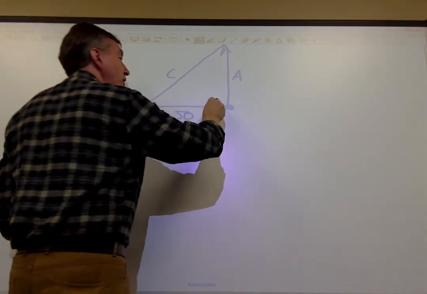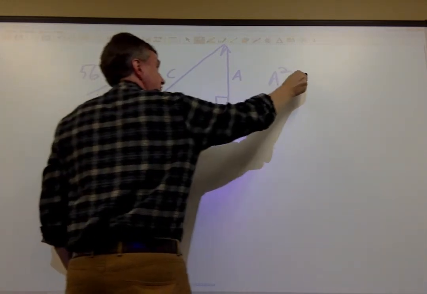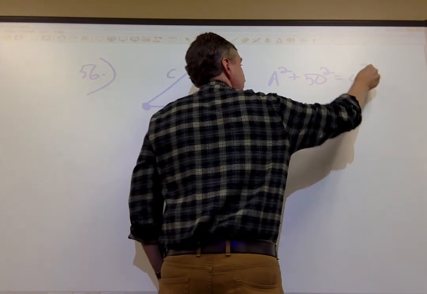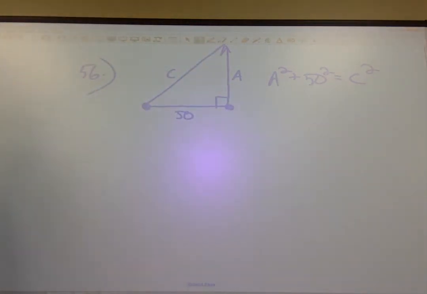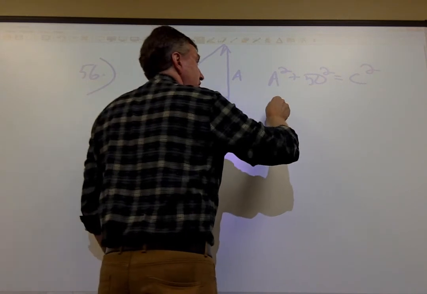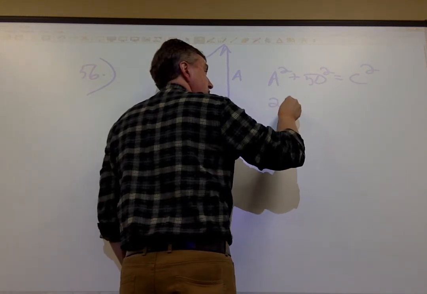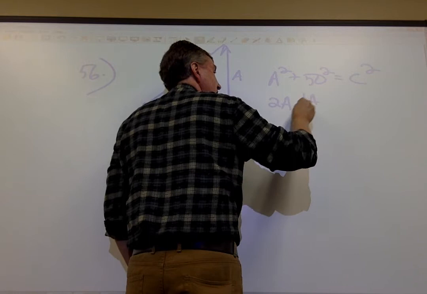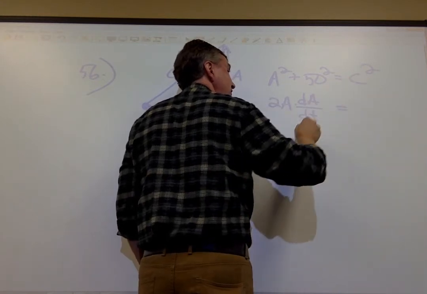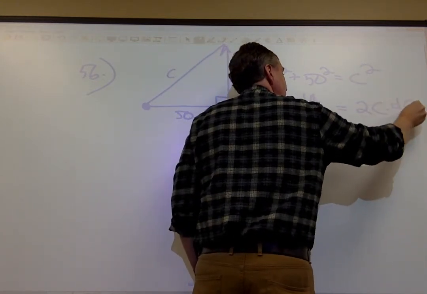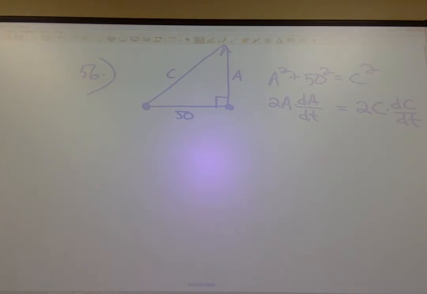Let's go ahead and tell me what my equation is for this one. A squared plus what? 50 squared equals C squared, because 50 stays the same, doesn't it? They're going up, but that stays the same. All right? So, go ahead and take the derivative with respect to time. 2a times what? 2a dA/dt. What's the derivative of 50 squared? 0. How about this one? There's my relationship between the rates of change.